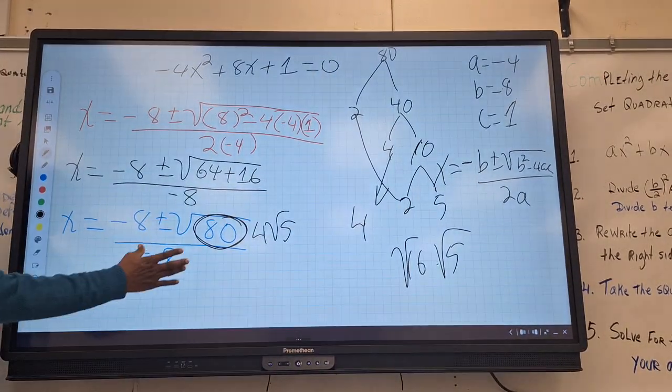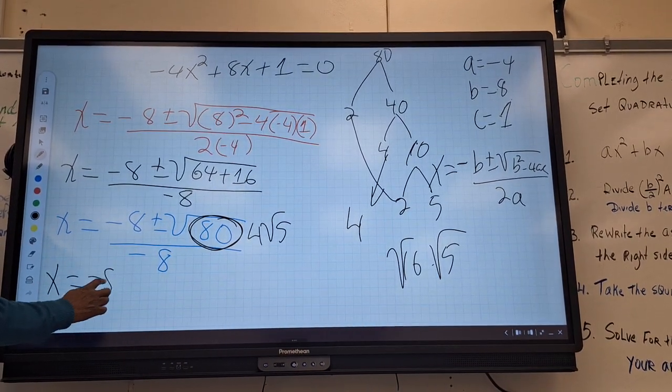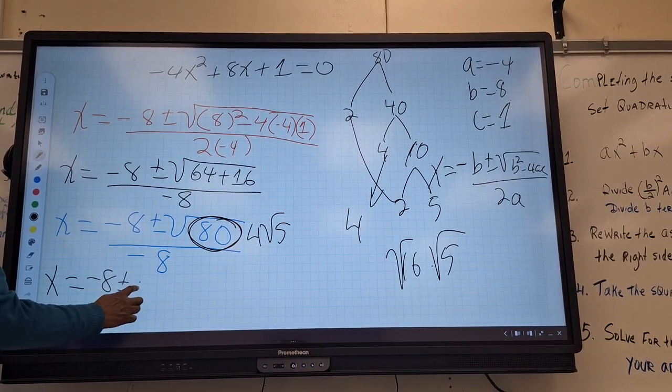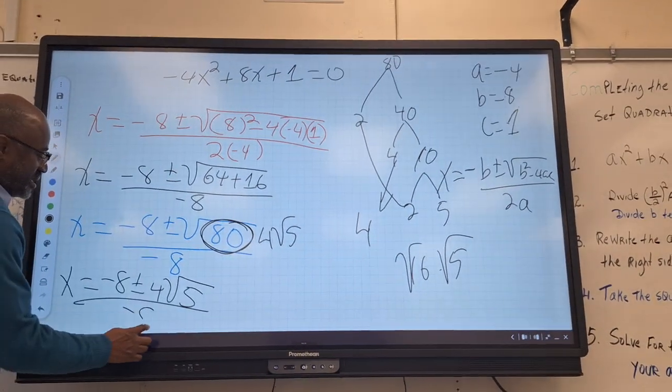Just to show you where you get that. So we have x equals minus 8 plus or minus 4 root of 5 over negative 8.